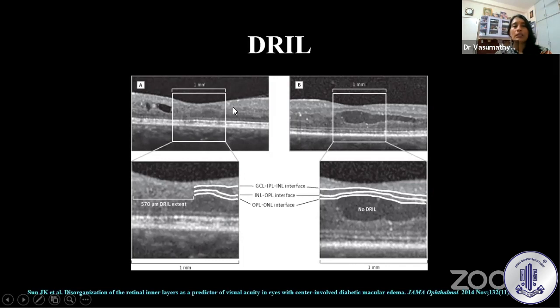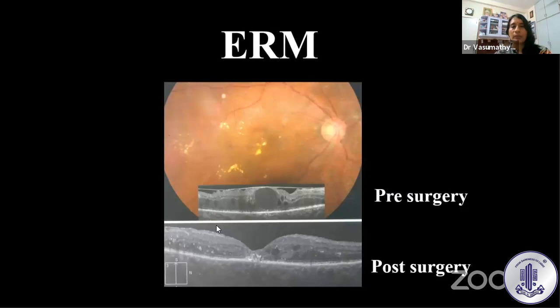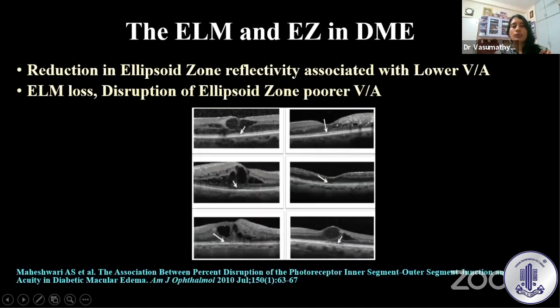This is the inner plexiform layer and this is the outer plexiform layer. Whereas here, if you see, there are the two white lines and the gray line, whereas here the demarcation is not very clear. So this patient has DRIL in this eye. And DRIL is a poor prognostic factor, and so are several OCT biomarkers like loss of parallelism and an epiretinal membrane. This is pre-surgery, and after surgery, the patient is actually doing quite well. This is a post-surgery picture.